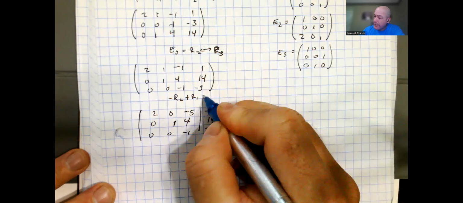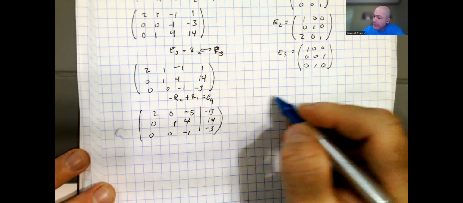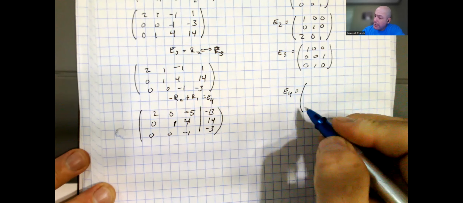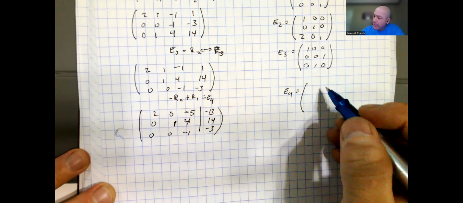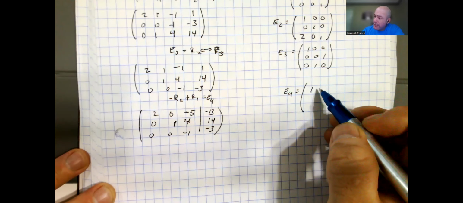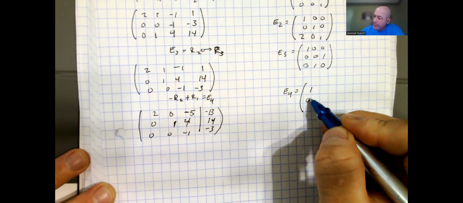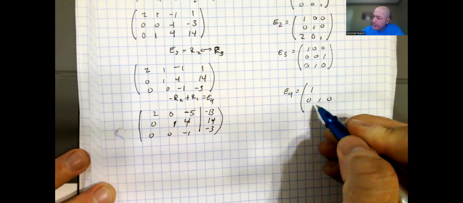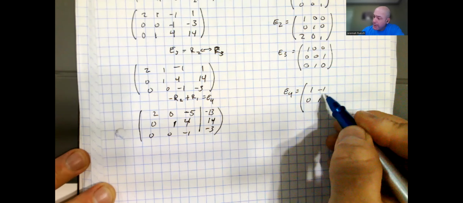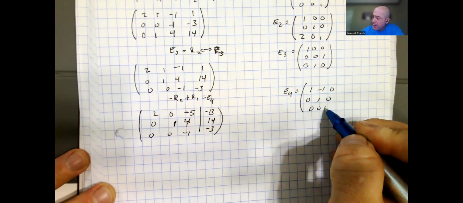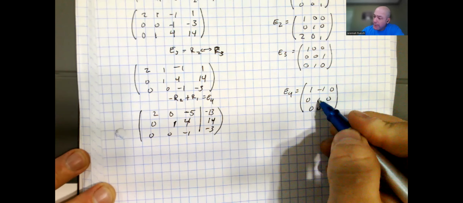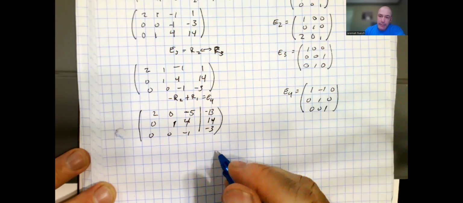All right, and so this, of course, is our E4. So E4, what is it? It means the opposite of row 2, and adding it to row 1. So the negative 1, and that would be it. So the opposite of row 2 and adding it to row 1. So there we go. All right.